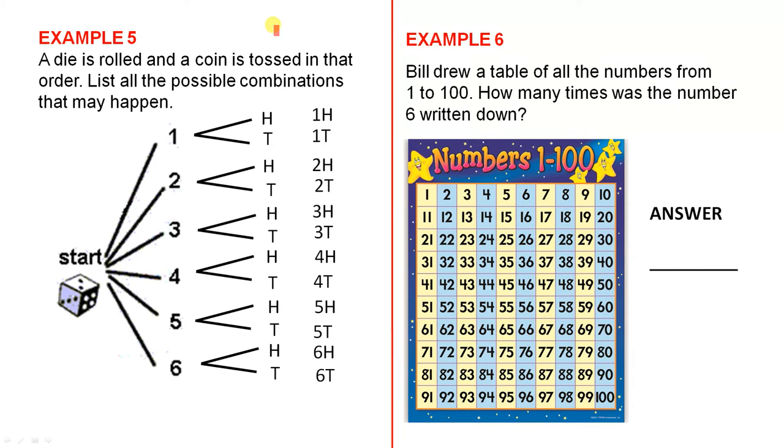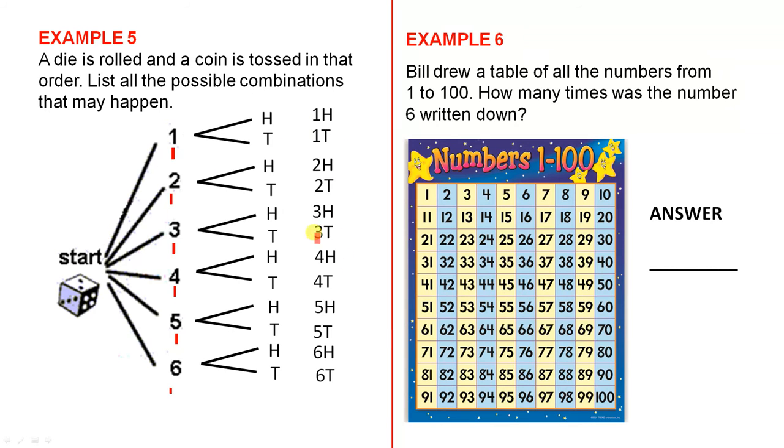Example 5. A die is rolled and a coin is tossed in that order. So it's a specific order. List all the possible combinations that may happen. When you roll a die, that's the singular for dice, you've got a choice of 6 numbers. And here they are. That's why I've written them down that way. After you roll the die, then you toss the coin. If the die rolled a 1, the coin can be head or tail. If the die rolled a 2, the coin can be head or tail. If the die rolled a 3, the coin can be head or tail, and so on.